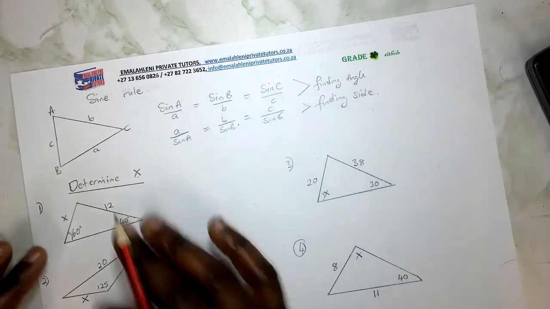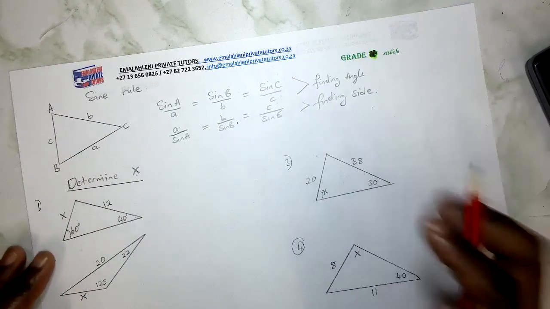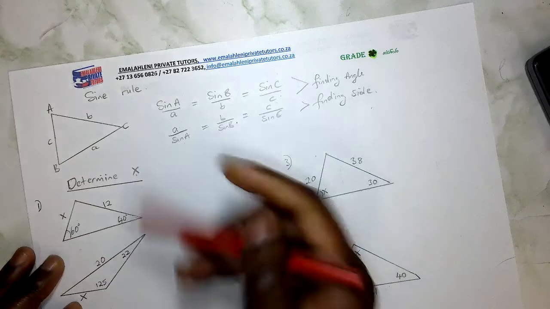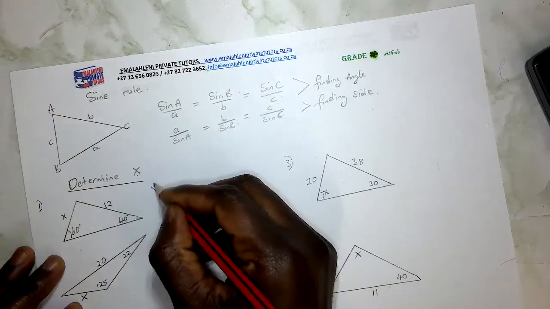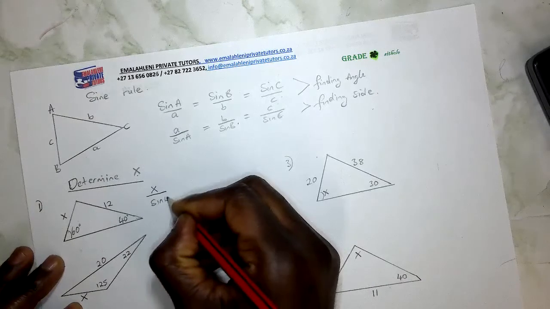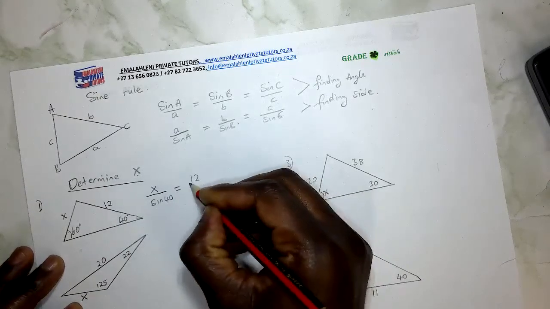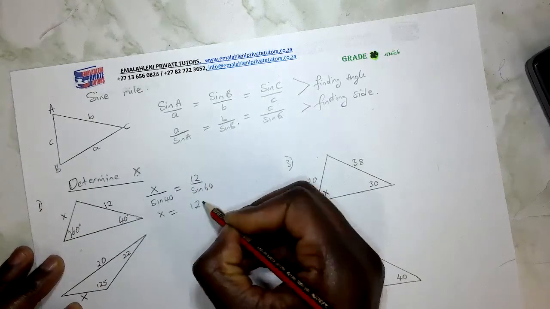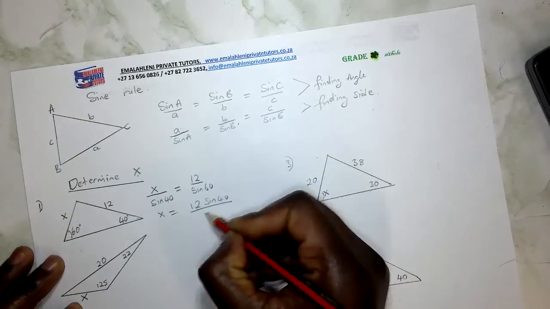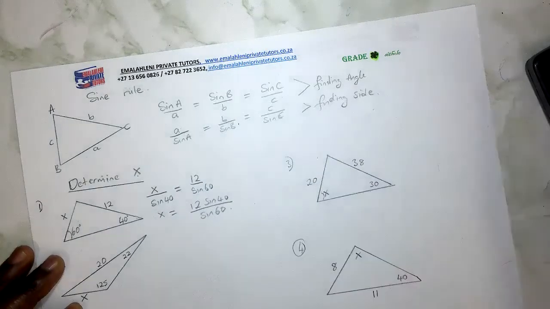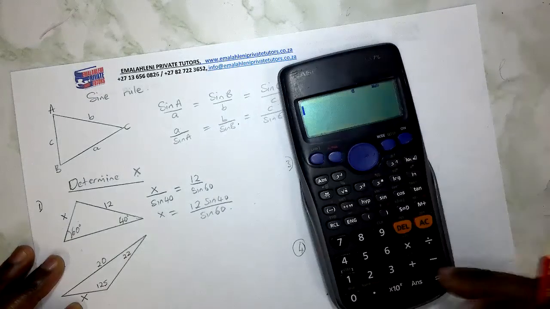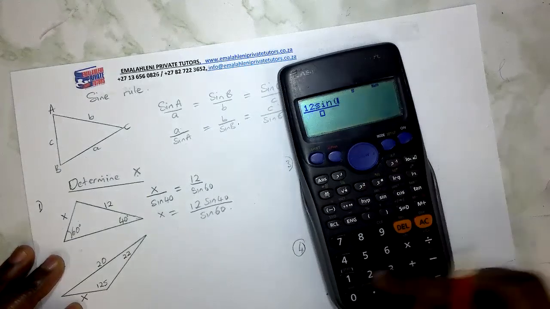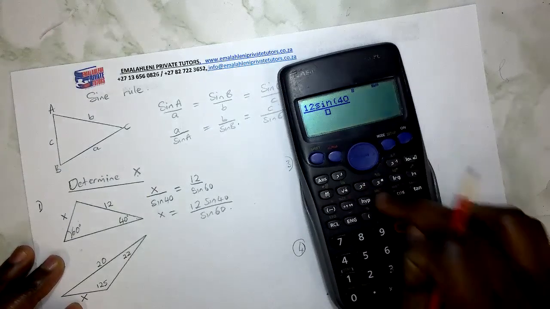Now let's see what we are given here. We are asked to find x, and x is a side. So what do we know about this? We know that x over sine 40 is equal to 12 over sine 60. And our x is going to be equal to 12 sine 40 divided by sine 60. That's how we get to the answer there. So it's just 12 sine 40 over sine 60.